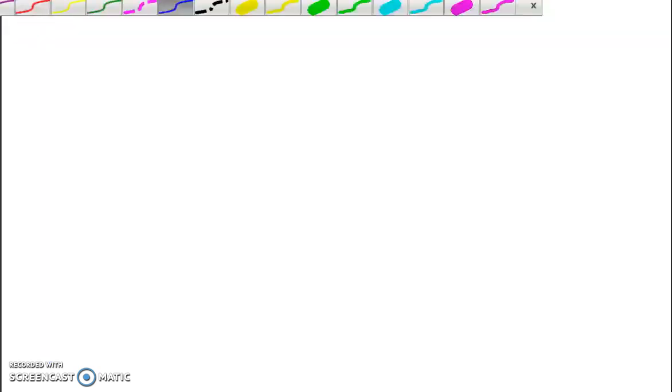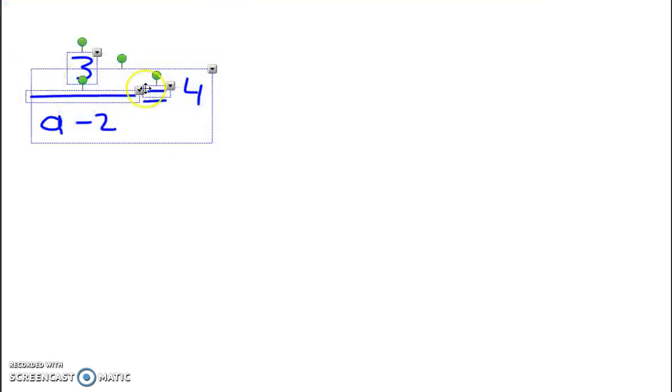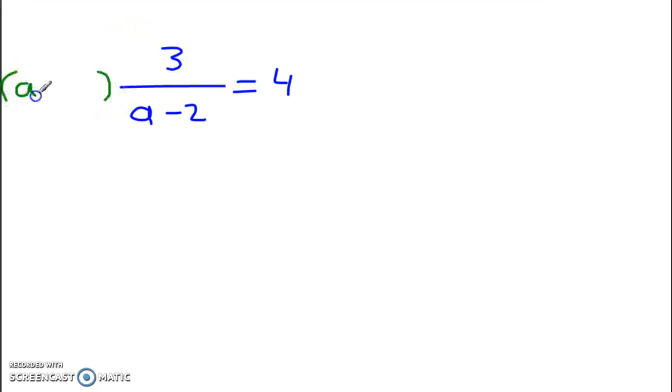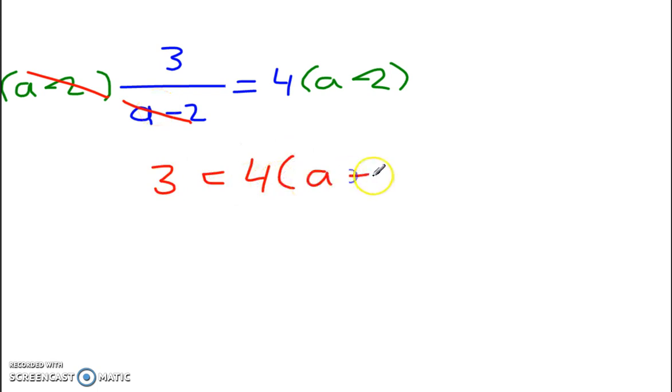All right. Then dealing with a fraction, if you have a variable in a fraction. So we have 3 over a minus 2 is equal to 4. To get rid of this denominator, we're going to multiply each side by the denominator. Okay, so we'll take the entire denominator and multiply each side by that denominator. That's how we get rid of fractions. So that cancels out the denominator here. Then we're left with 3 equals 4 times a minus 2.